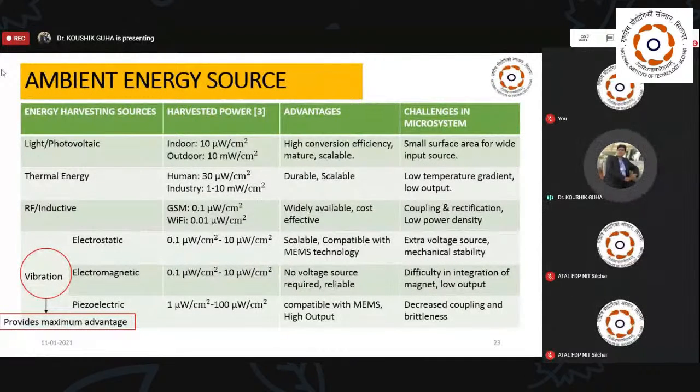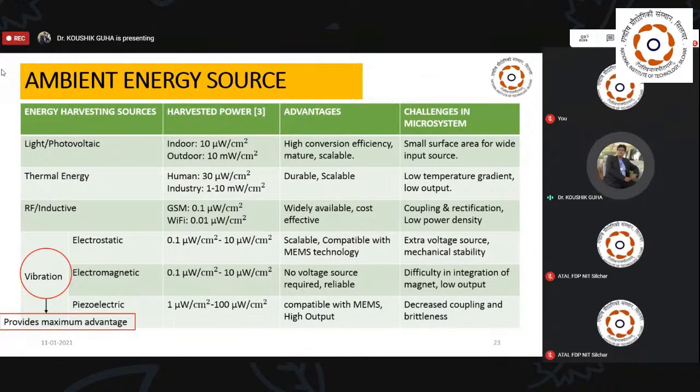So the challenges are also low temperature gradient, low output. Then RF energy harvesting technology is also there, like it can harvest from GSM or Wi-Fi signals, and the harvested power may be 0.1 microwatt per centimeter square. So it is very widely available, cost effective, but the coupling and rectification is an issue, low power density.